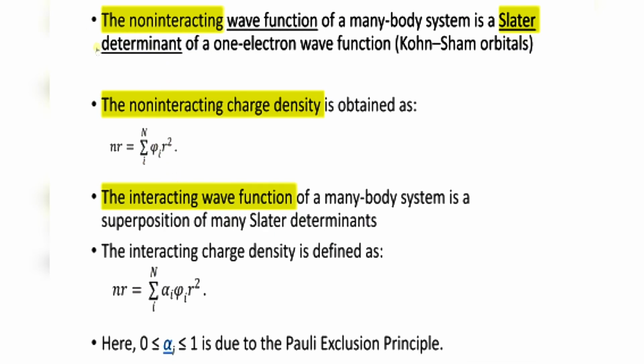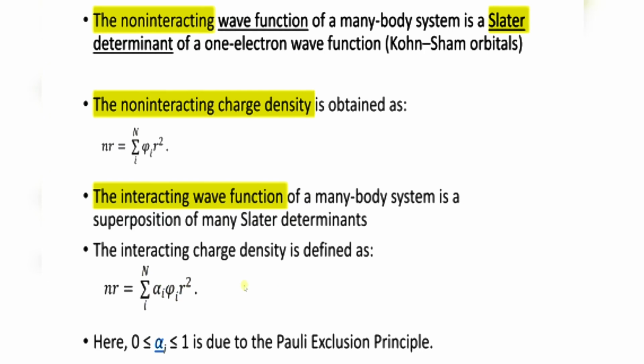First we talked about the non-interacting wave function, and now we are going to talk about the interacting wave function. Okay, so the interacting wave function of a many-body system is a superposition of many Slater determinants. And the interacting charge density is now defined as n(r) is equal to the summation from i to n of alpha_i |phi_i(r)|^2, and this alpha is the term that represents the interaction between the particles. So the interacting charge density can be represented by this equation.